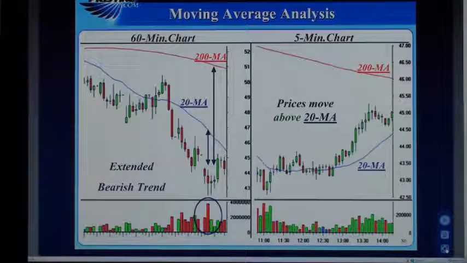The trend is still down on the 60-minute chart, so when we're going to trade against that longer-term trend, we want to be sure that it's extended away from price resistance. Then we look for the stabilization on the 5-minute chart, and prices moving above the 20 MA is our guide that that stabilization has occurred. And then we look for patterns indicating that prices should move higher within that time frame.